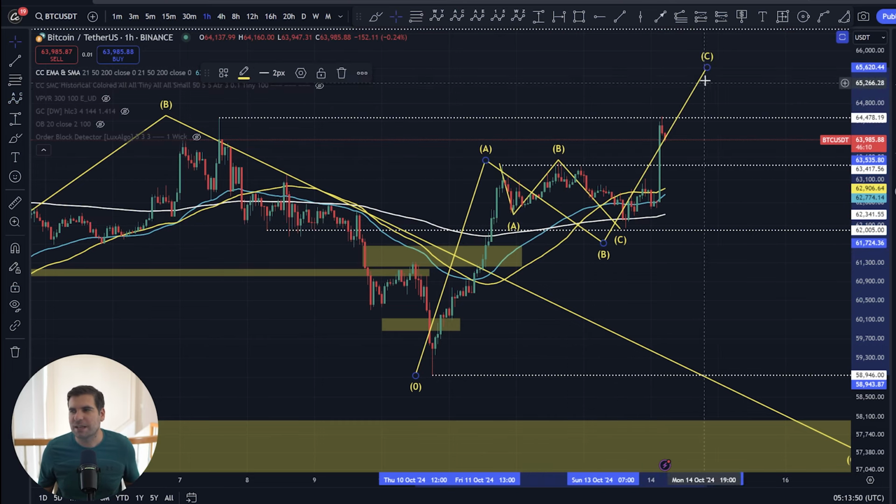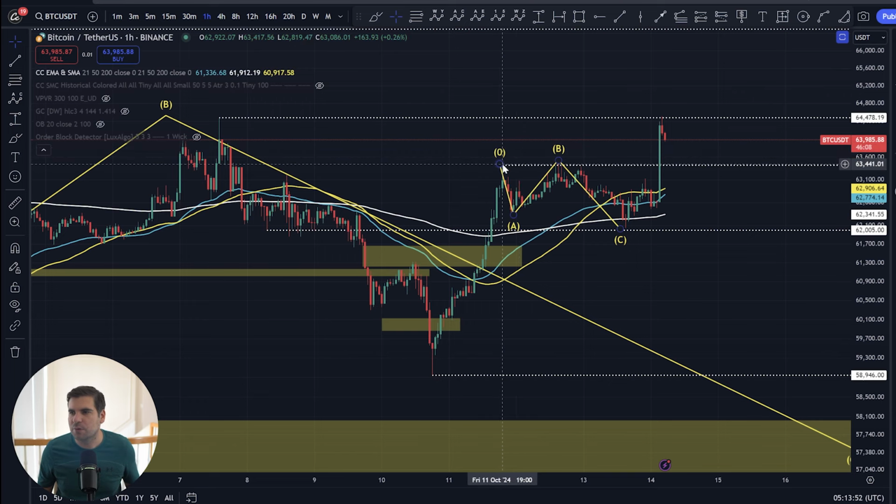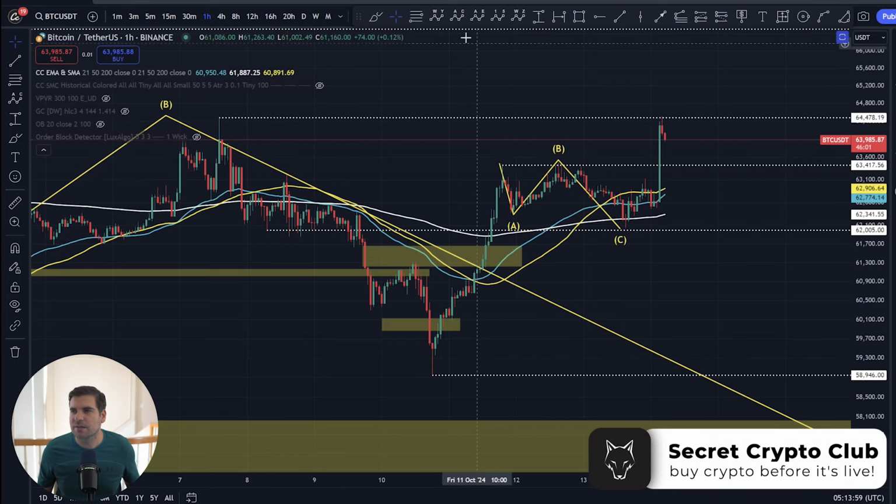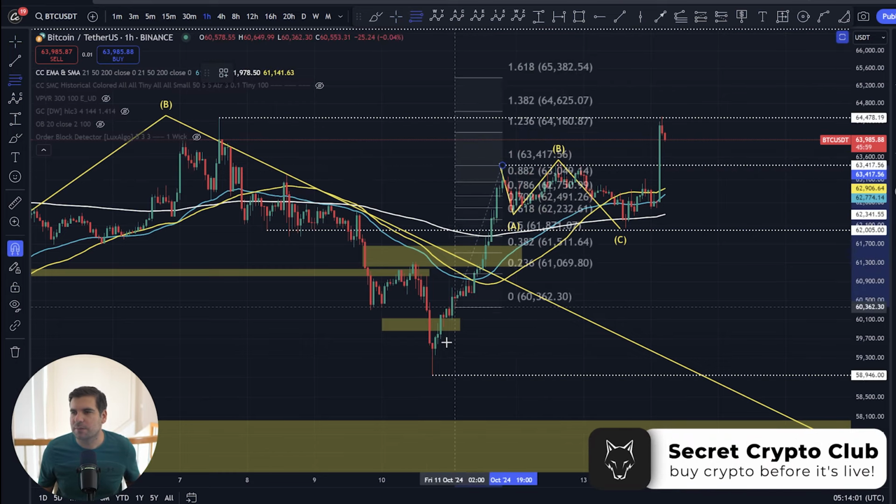Now, minimum expectations have already been met with a double top up here at 63,417. That's our minimum expectation. We obviously rallied past there, but of course, I still think this is going to be going up higher.